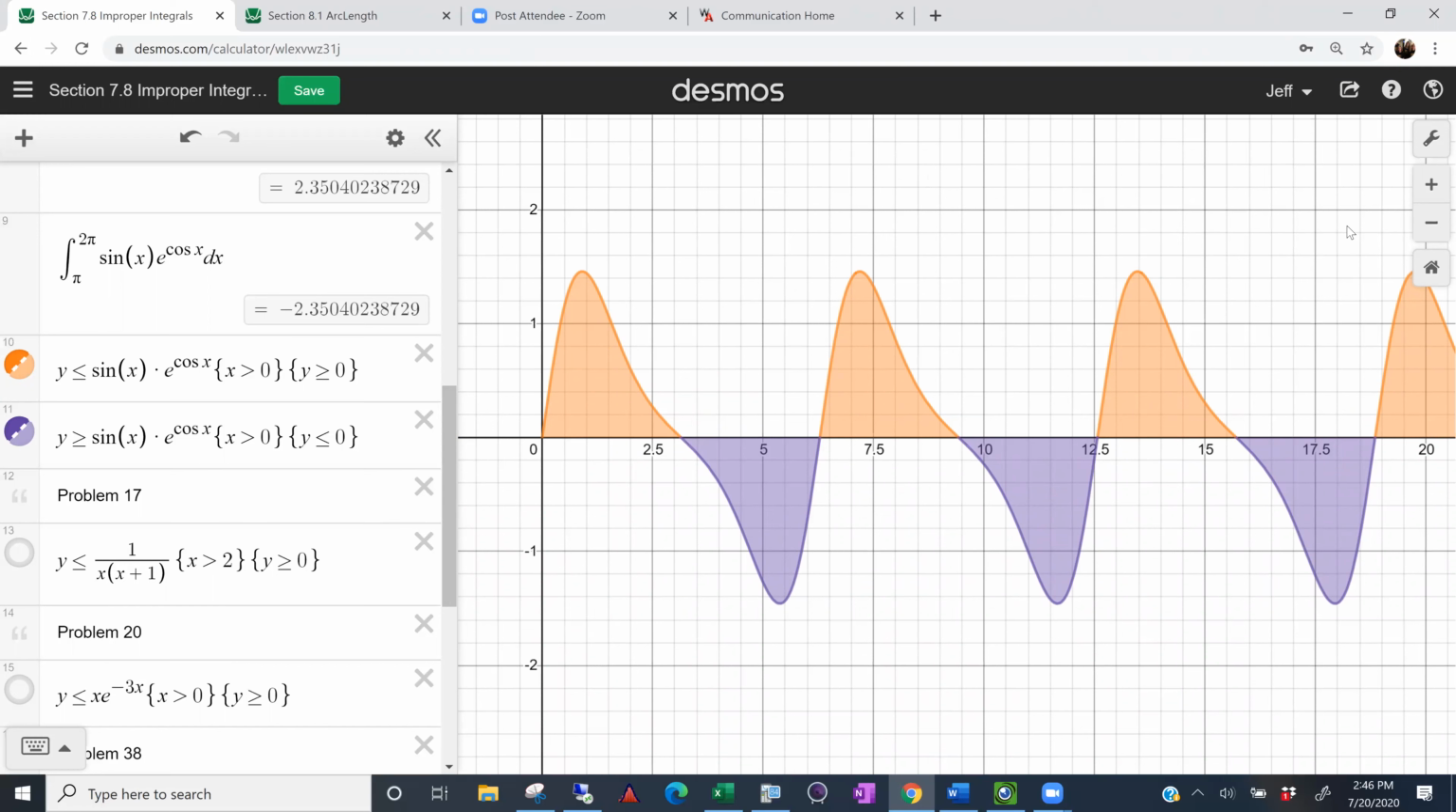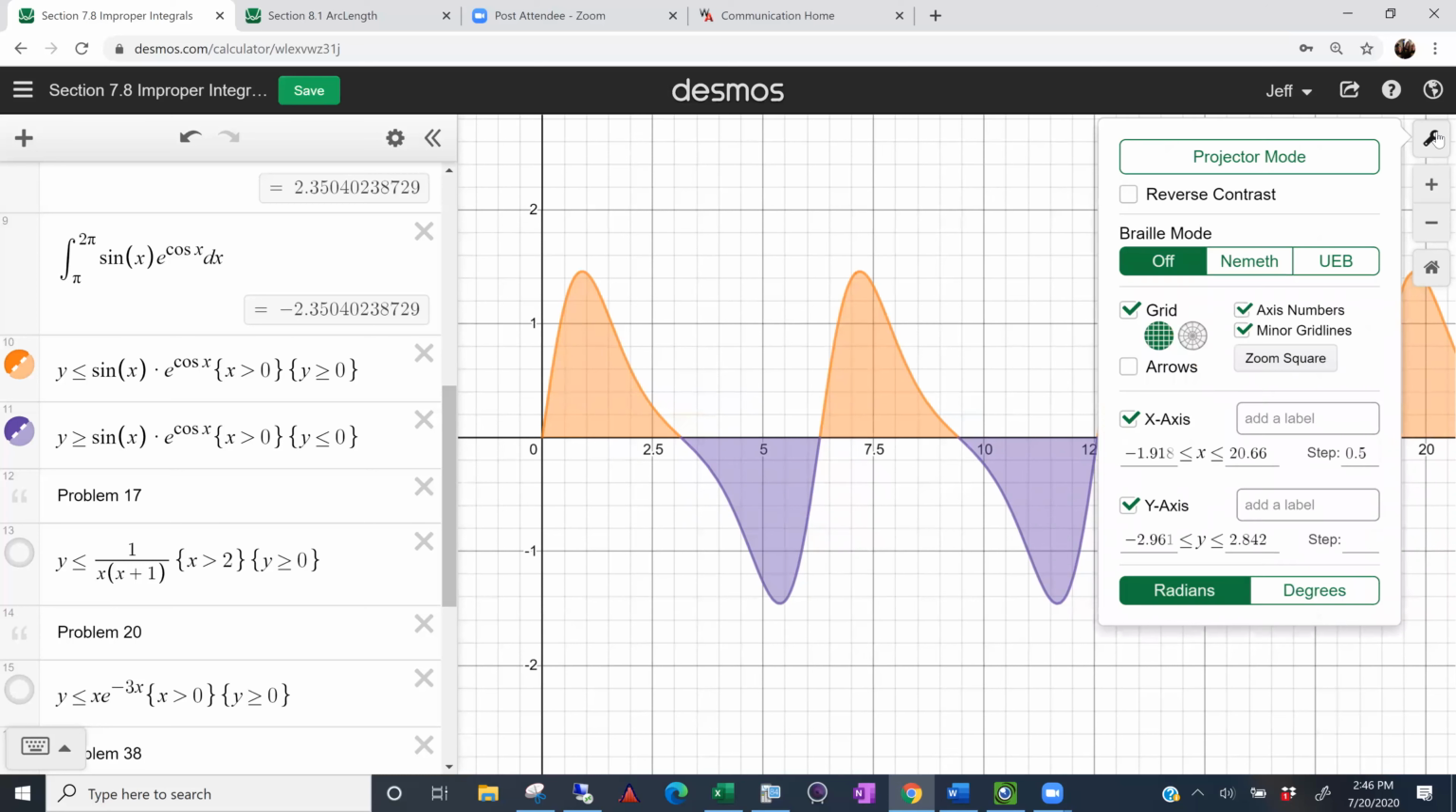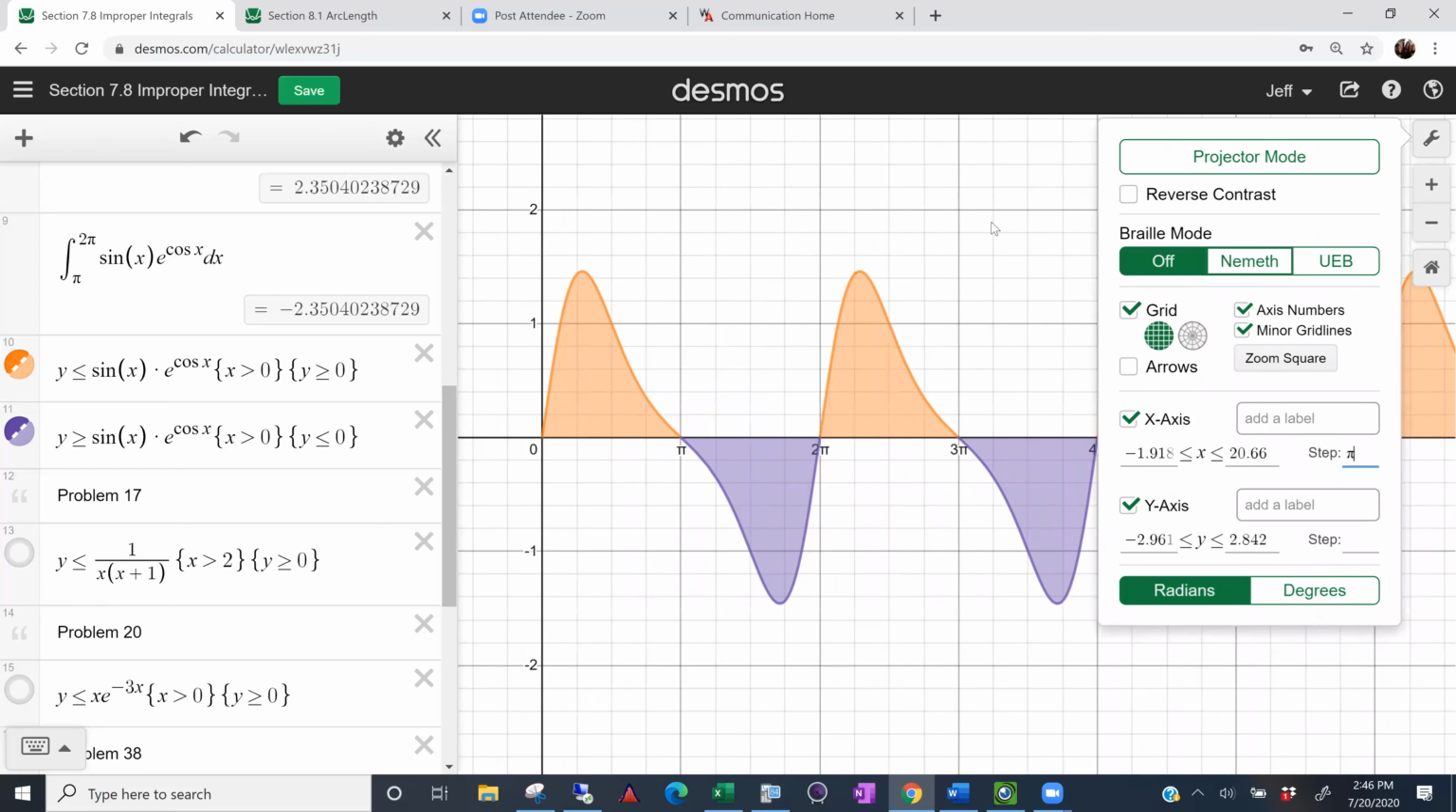Now, one of the things you should start to expect to see when things converge is that those areas between the curve and the x-axis, could be the y-axis, start to get really small pretty quickly. Is that happening here? Are those little orange and purple humps getting closer and closer to 0? Doesn't look like it to me.